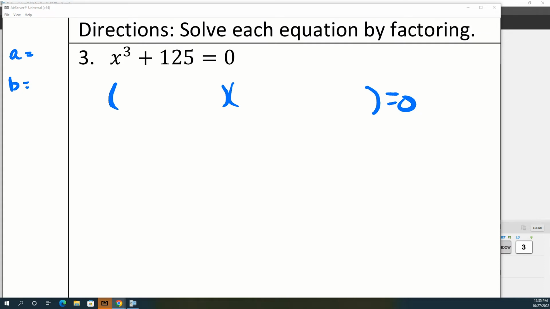And so A is going to be the cube root of x cubed, which is just x. And B is going to be the cube root of 125, which is, what do y'all think?